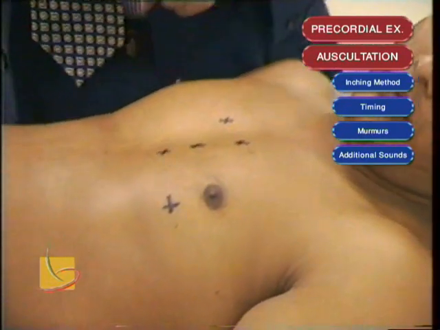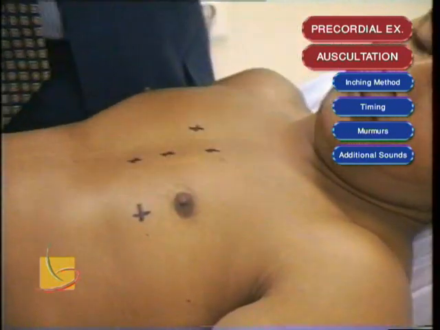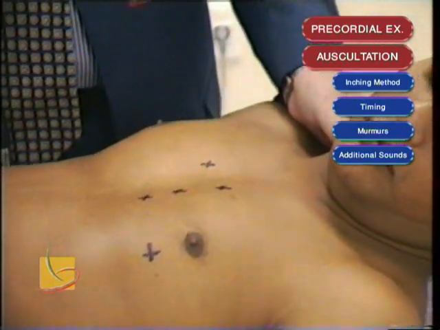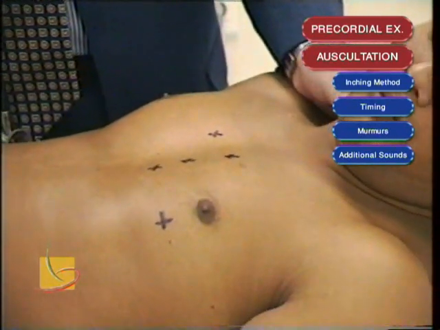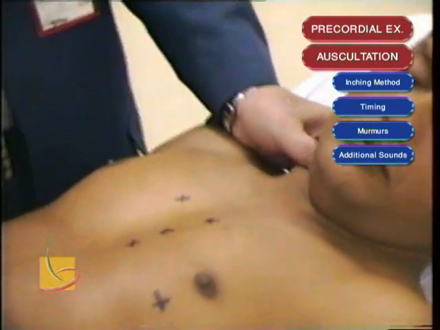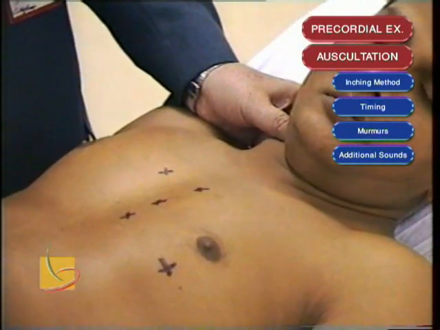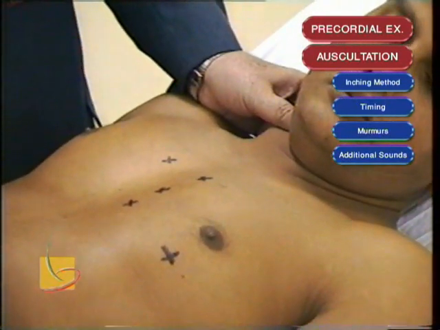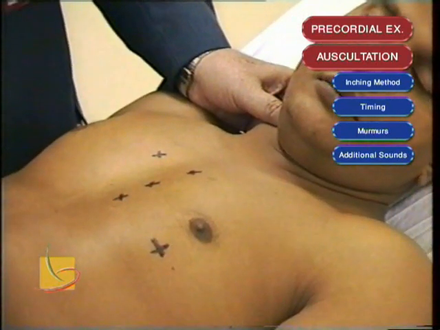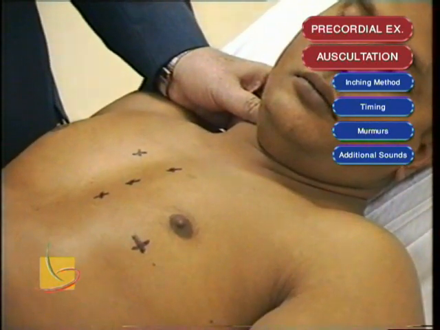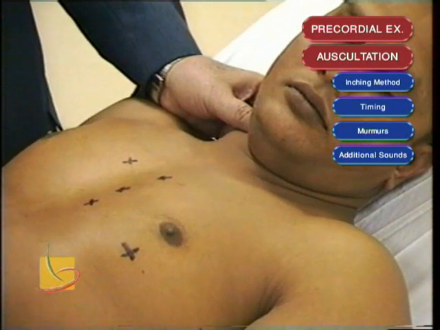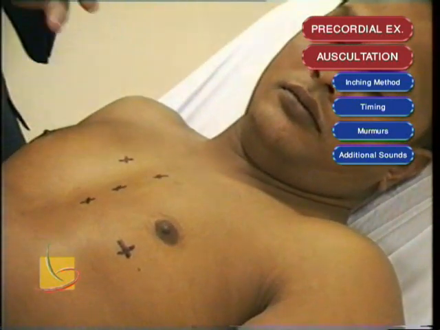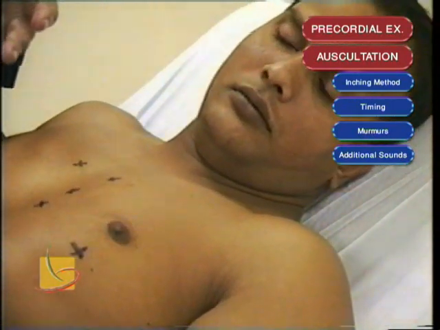So this is the way. And all the time remember the golden rule, which is the timing, to know if this is a systolic or diastolic event, systolic or diastolic murmur, and if this is early systolic, pan-systolic, or mid to late systolic. I give examples for all of these. I want just to repeat.